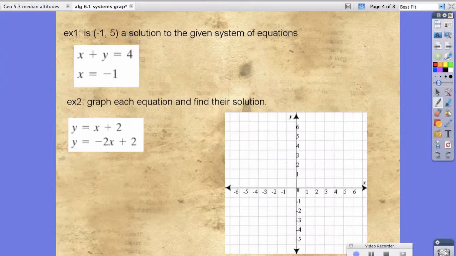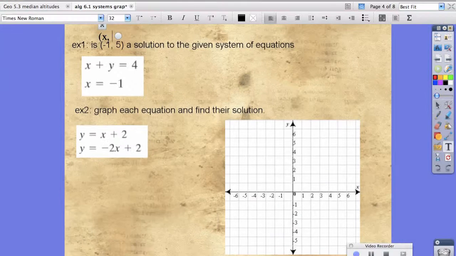So let's practice a couple. Before we get started, they give us a few basic problems. It says, is the point negative 1, 5 a solution to the given system of equations? Well, to check this, all we're going to do is substitute our values for x and y into the two equations that they gave us and see if it works. If it works for both, then it's a solution. If it works for one or none, then it is not a solution.